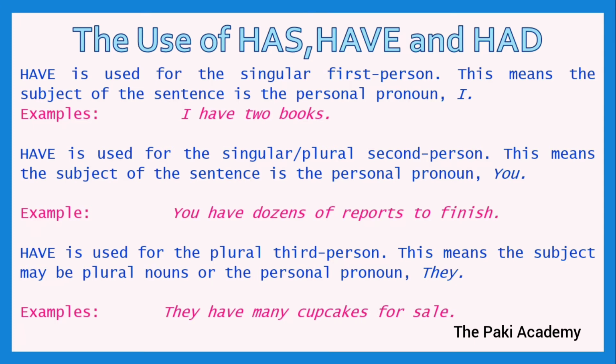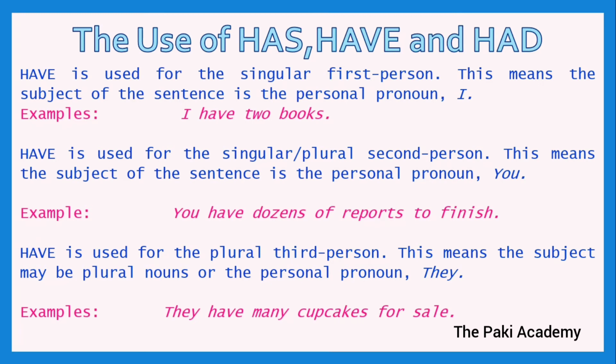Have is used for the plural third person. This means the subject may be plural nouns or the personal pronoun they. For example, they have many cupcakes for sale.